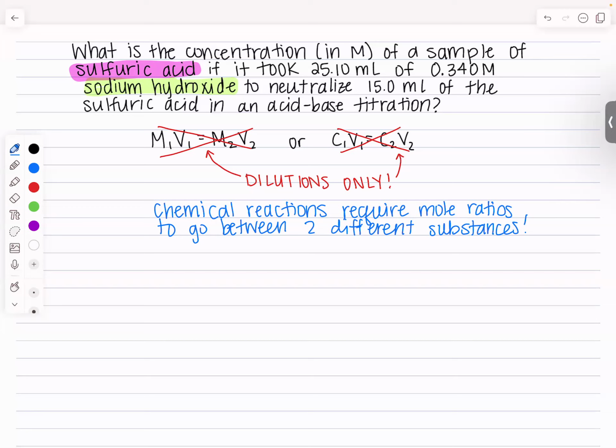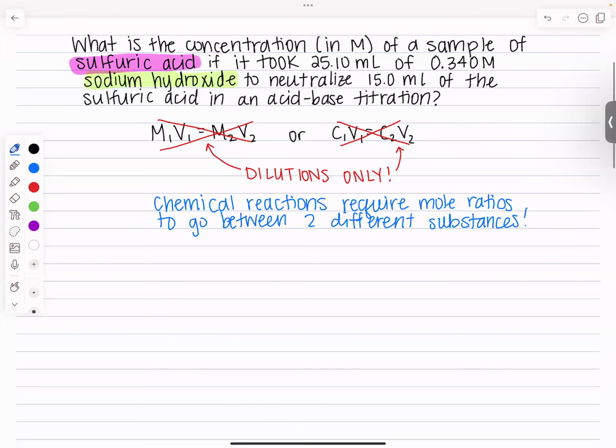So if you want to pause here and keep going, then try it again. If you're still a little stuck, the first thing we need, if we need a mole ratio, is a chemical reaction. So let's take a look at the chemical reaction. And pause if you want to try to write the reaction first.